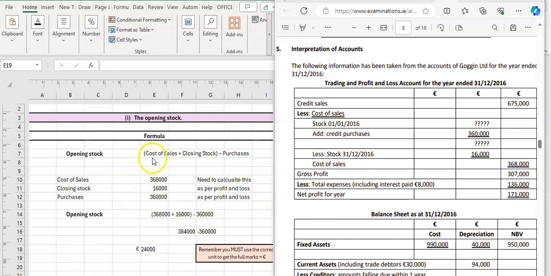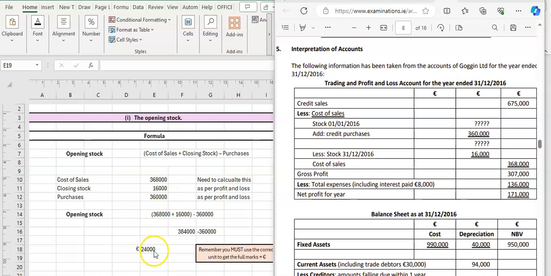So remember, your formula is cost of sales plus closing stock minus purchases. Your cost of sales plus closing stock are in brackets because you need to calculate them first before we take away our purchases. So our cost of sales is 368,000 plus 16,000 minus 360,000. When we add our cost of sales and closing stock together, we get 384,000. You're going to take away the 360,000, which is our purchases. So you get opening stock of 24,000.